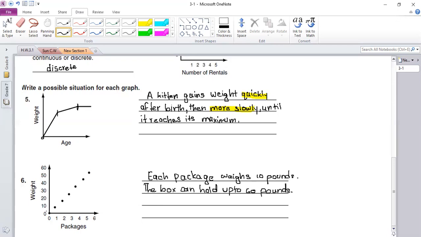So this is how you write or interpret graphs with your own ideas. And the important thing in this lesson is to translate the graph into words. So hope you have understood that.